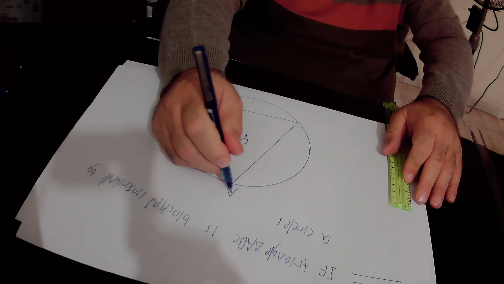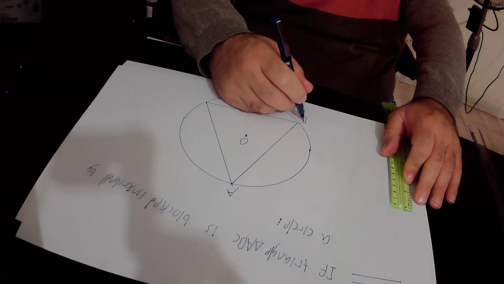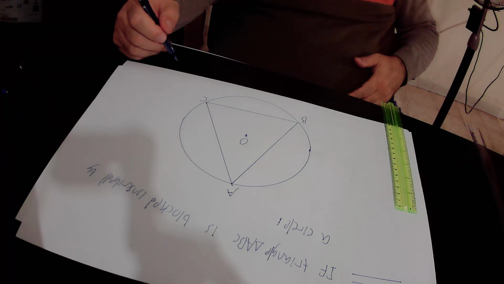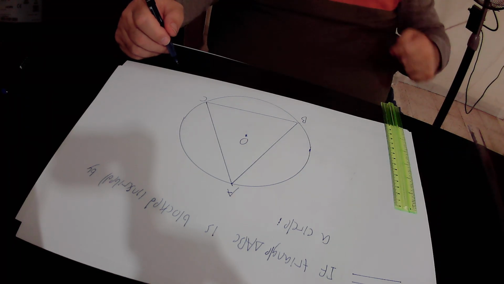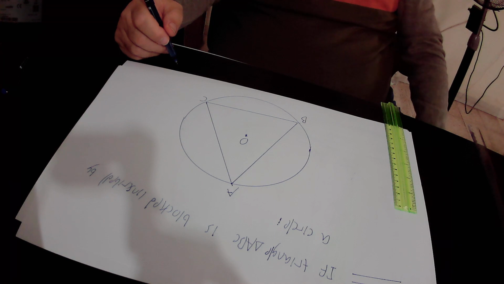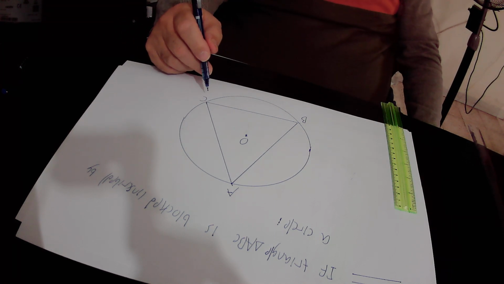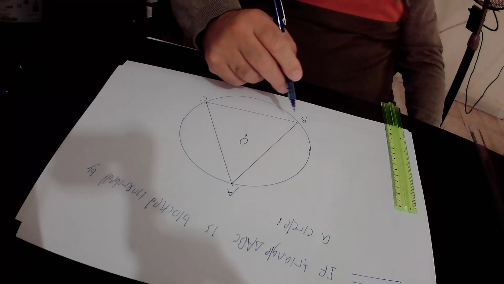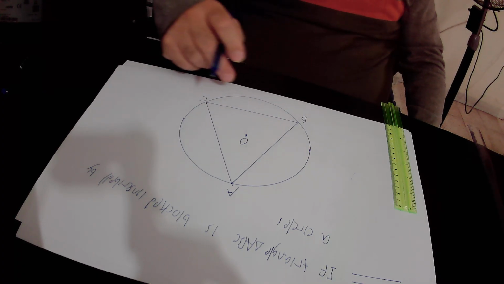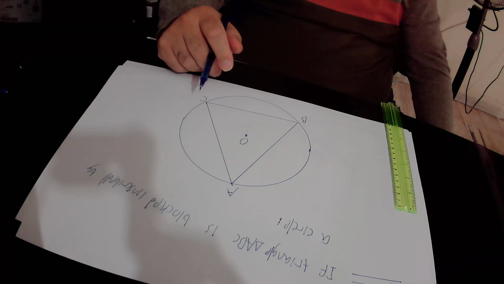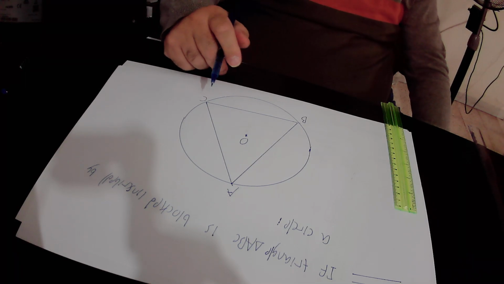This is triangle ABC. And the reason that we can say that this triangle ABC is blocked by this circle is because of the fact that all the three vertices of triangle ABC are touching the circle.